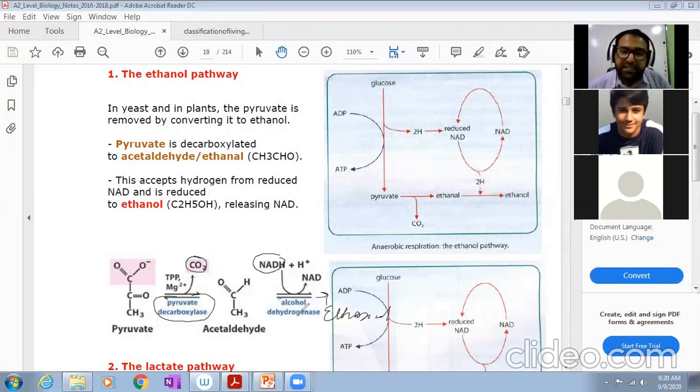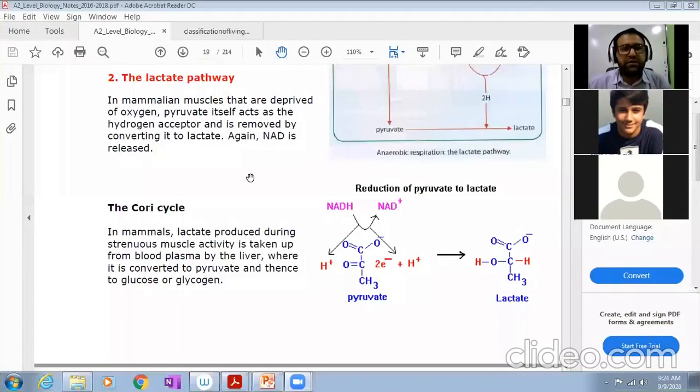So this alcohol dehydrogenase enzyme once again helps in dehydrogenation, right? And that converts acetaldehyde into ethanol, correct? All right, now let's come toward the lactate pathway, or lactic acid pathway.